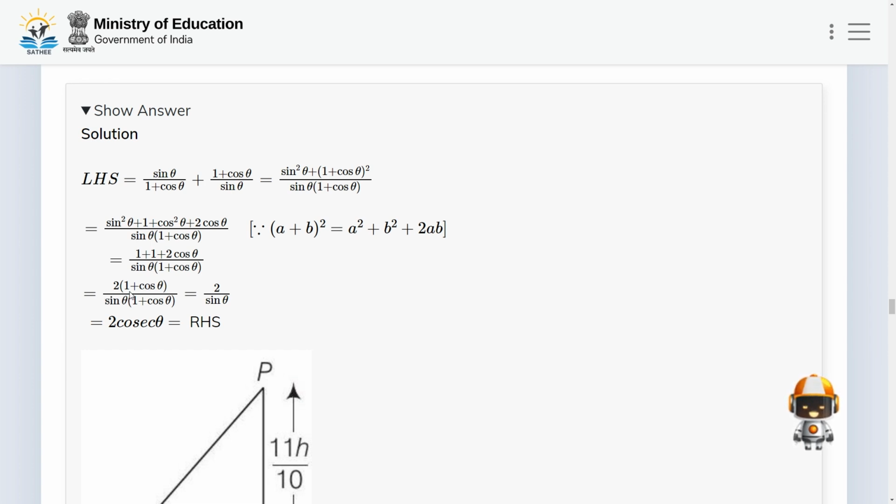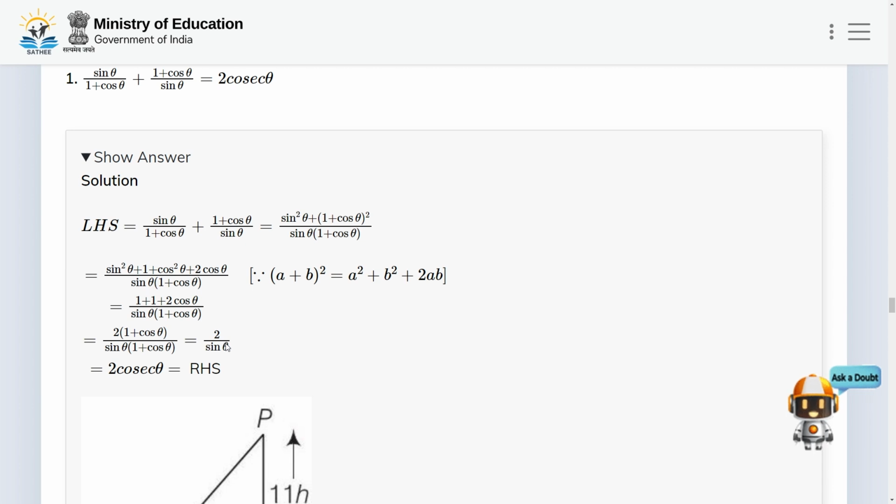Here in the numerator we have 2 times 1 plus cos theta, and in the denominator we have sin theta into 1 plus cos theta. The common term in numerator and denominator is 1 plus cos theta, so it will cancel, and we'll get 2 by sin theta. So in the left hand side we get 2 by sin theta, and this is equal to 2 times cosec theta, since we know cosec theta is equal to 1 by sin theta. So 2 by sin theta is equal to 2 cosec theta, and this is actually our right hand side.